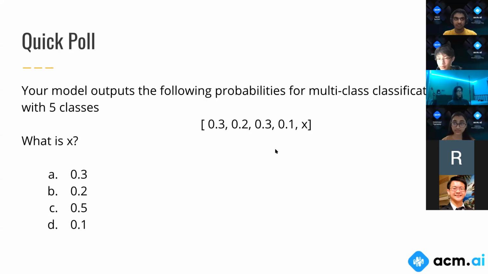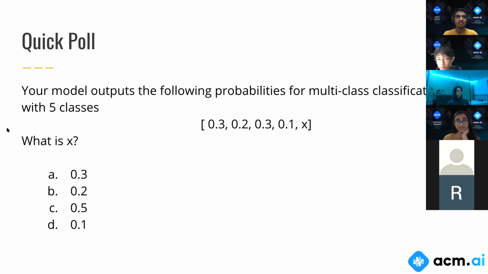Should it be D? Yeah, it should be. Go ahead. The probability function, or the vector, should add up to 1 because the probability of everything happening should be 100%, which is 1. So you just do 0.3 plus 0.2 plus 0.3 plus 0.1 is 0.9, and then 1 minus 0.9 is 0.1. Yeah, thanks, Trevor. That was great. Does that make sense to everyone?